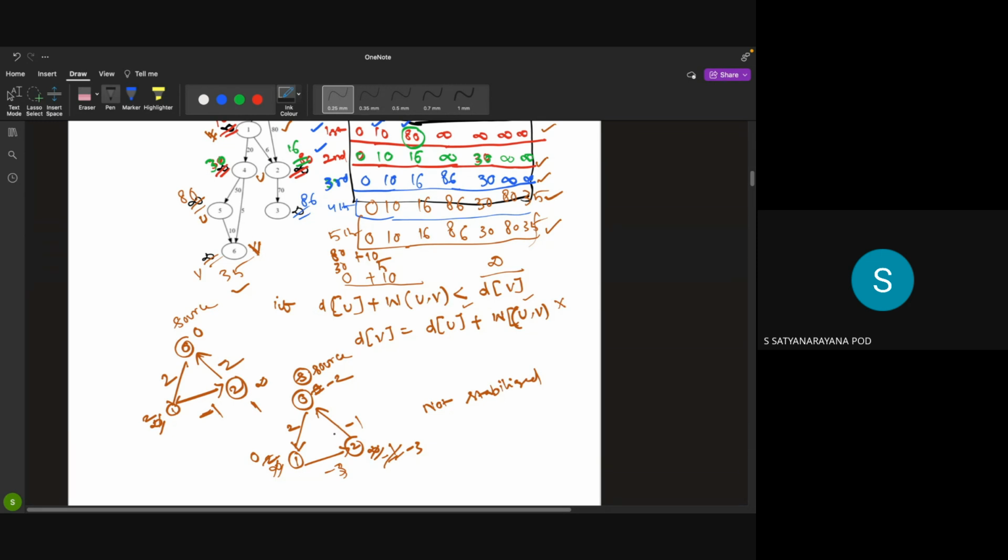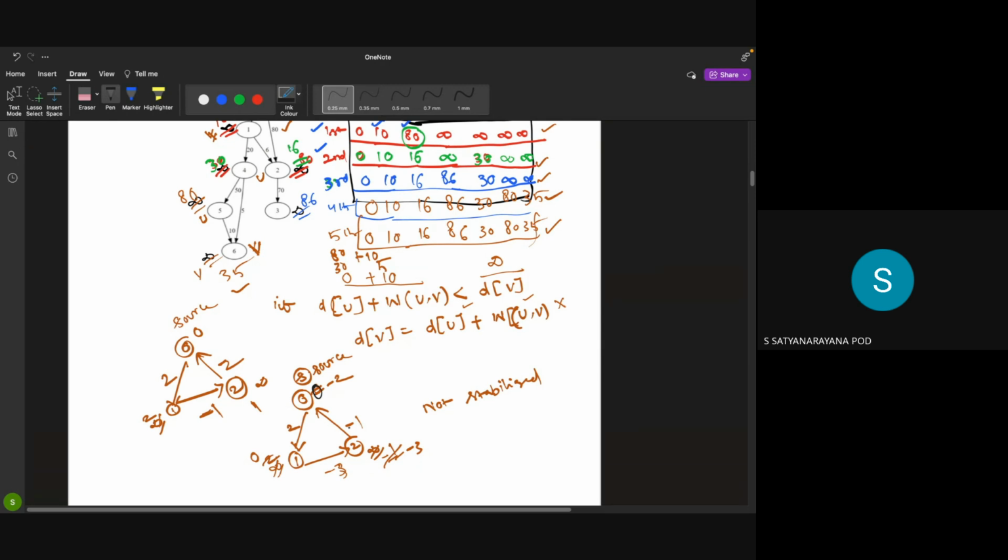Now 0 to 1, already infinite is there. So 2 is less than infinite, so 2 is updated. Then 1 to 2, already 2 is there, and 2 minus 3 will come -1. Is it less than the existing value? Yes, so -1 is updated. Now 2 to 0, already 0 is there, no?